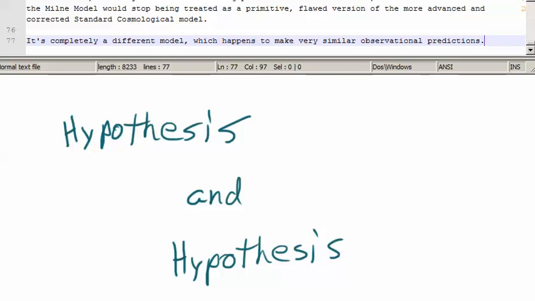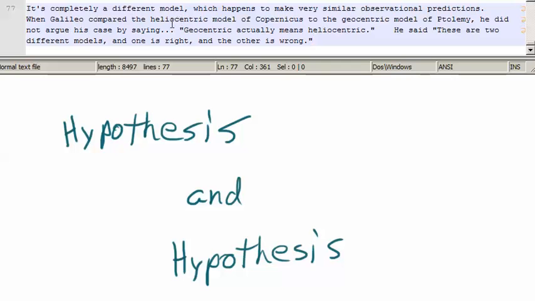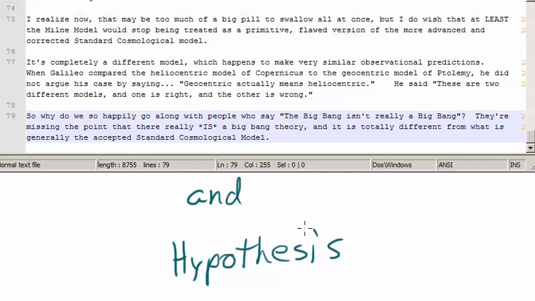When Galileo compared the heliocentric model of Copernicus to the geocentric model of Ptolemy, he did not argue his case by saying geocentric actually means heliocentric. He said these are really two different models, and one is right and the other is wrong. So why do we happily go along with people who say the Big Bang isn't really a Big Bang? They're missing the point that there really is a Big Bang theory, and it is totally different from the generally accepted Standard Cosmological Model.